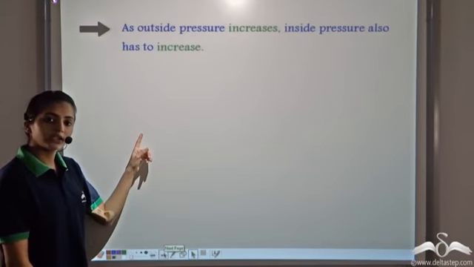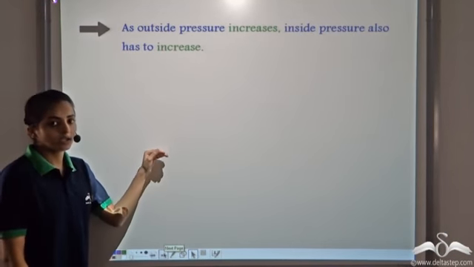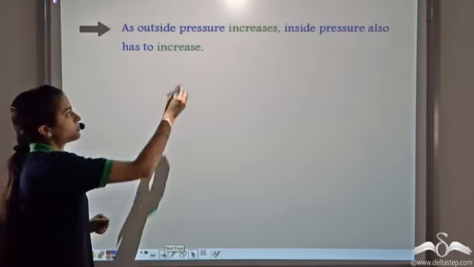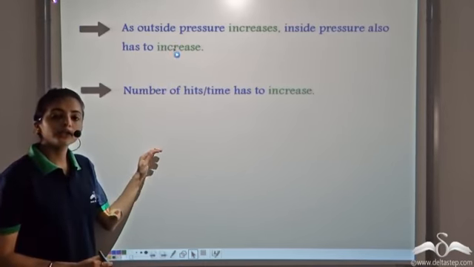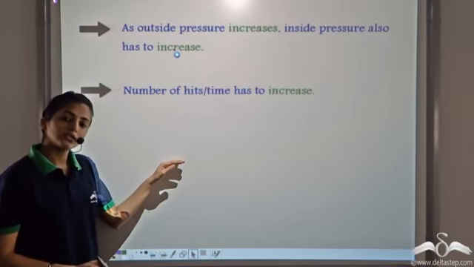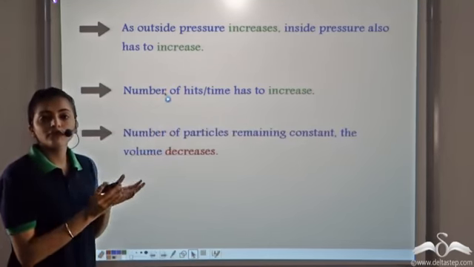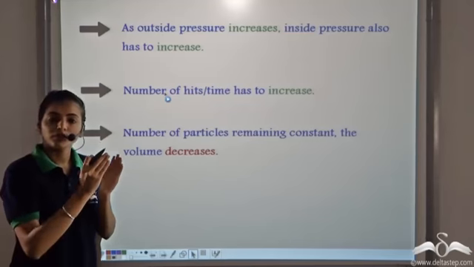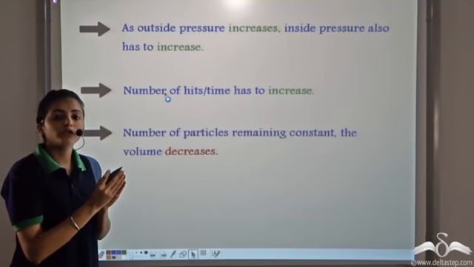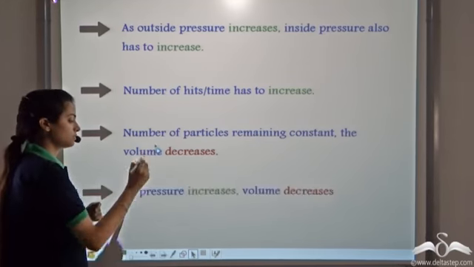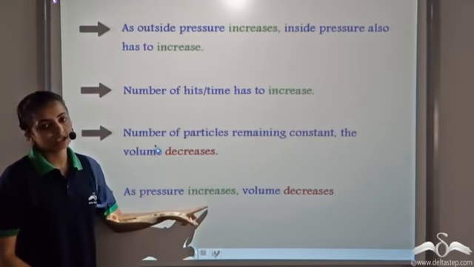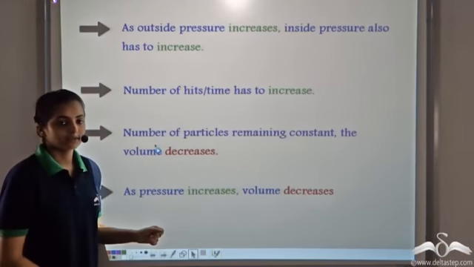As outside pressure increases, to balance it, the inside pressure has to increase. This means the number of hits per unit time has to increase. For the same number of particles, this is possible only when the volume decreases. When the volume decreases, the number of hits per unit time increases. So we get, as the pressure increases, the volume decreases.